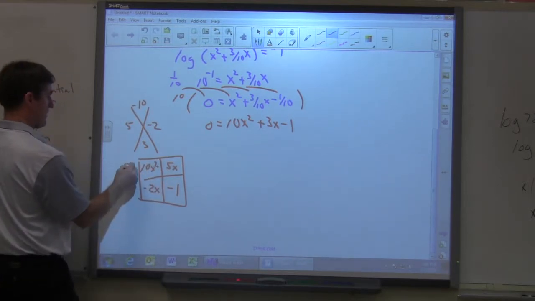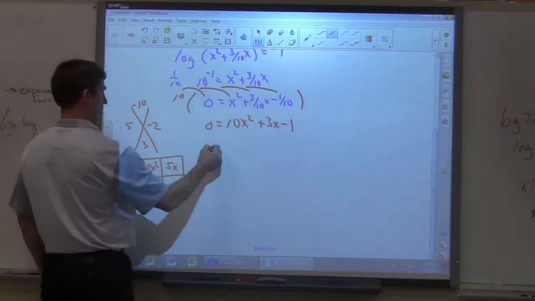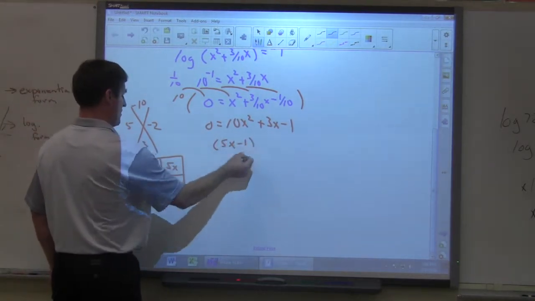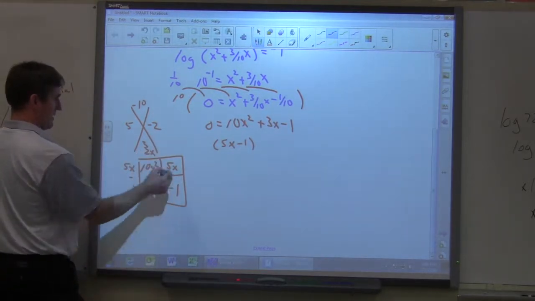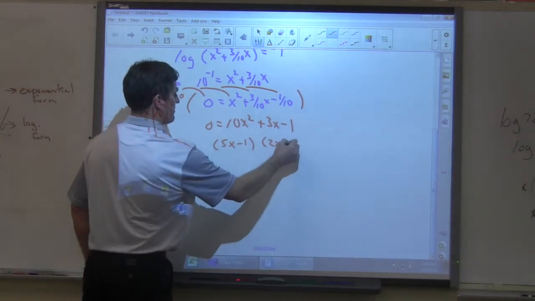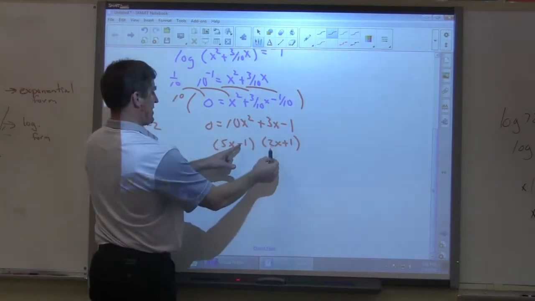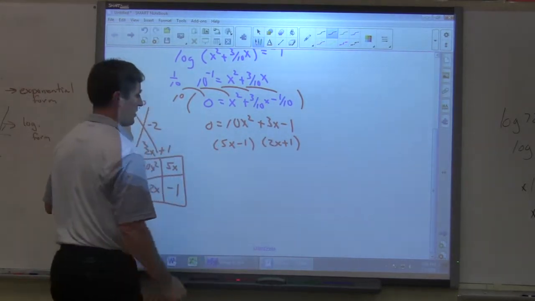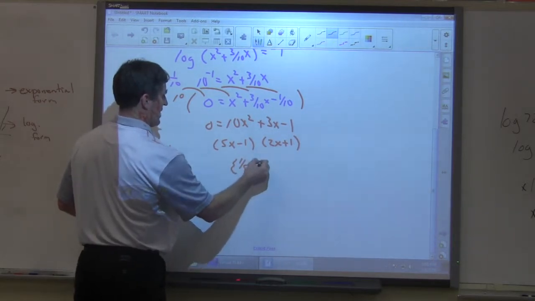Well, the greatest common factor, 5x and 1. And the first term is negative, so minus 1. So we get 5x minus 1. And then the greatest common factor here is 2x plus 1. You can always check this to make sure it works. 10x squared, yes. 5x and negative 2x is 3x and negative 1. So our answers are 1/5 and negative 1/2.